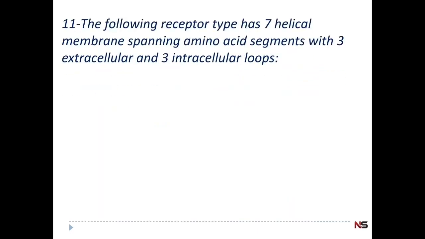Next question, question number 11. The following receptor type has 7 helical membrane spanning amino acid segments with 3 extracellular and 3 intracellular loops. Which receptor type has 7 helical membranes? Out of this, 3 are extracellular and 3 intracellular.